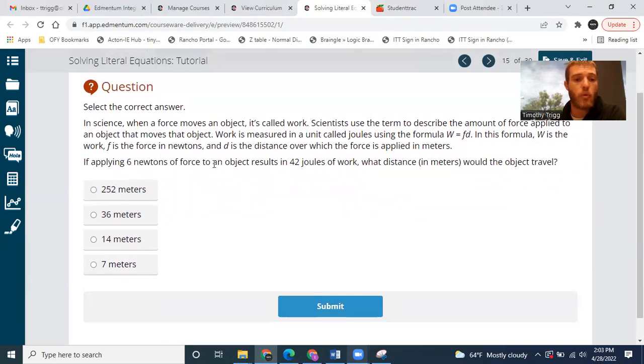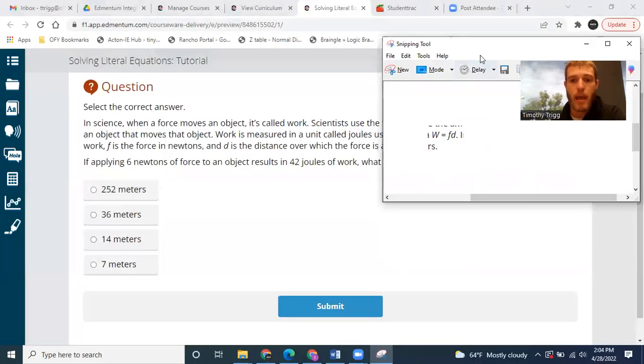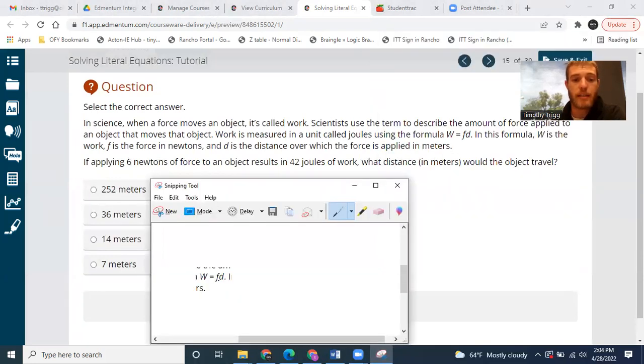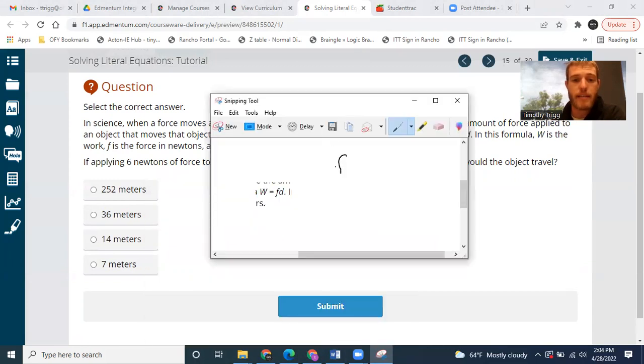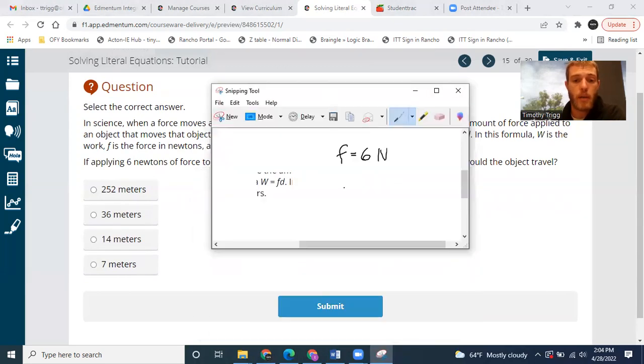If applying 6 newtons of force to an object results in 42 joules of work, what distance in meters would that object travel? So this is a relatively simple one. We're going to grab this work formula here. And here it says we're going to have 6 newtons of force. So that gives us our F. So our F in this case is 6 newtons, N for newtons. And then it says 42 joules of work. So for our work, our W, it tells us it's 42 joules.